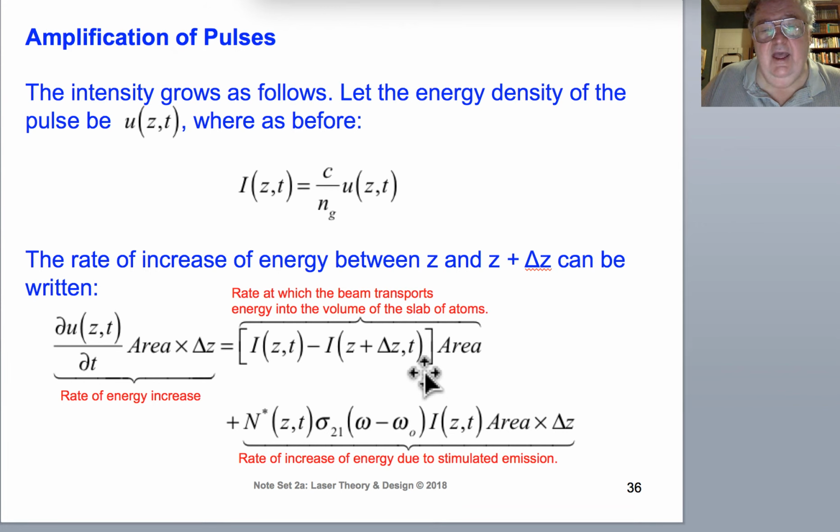And what else is going to happen? This input energy is going to cause stimulated emission. I'm going to neglect spontaneous emission. The energy is going to increase due to the stimulated emission rate, which depends on the inversion density, the atomic cross section, and the input intensity, and I want to undo the volume, so I get energy, so I multiply by the volume. So this is the rate at which energy in this crystal is increasing as a function of time and as a function of z.